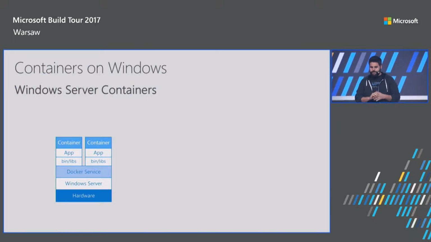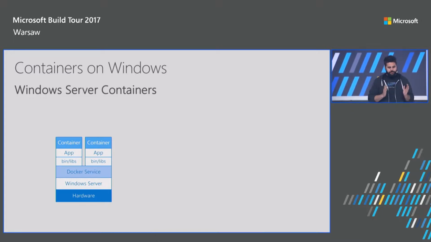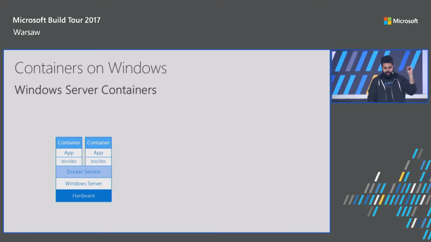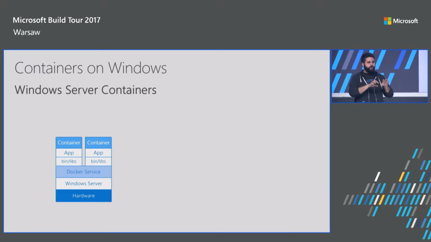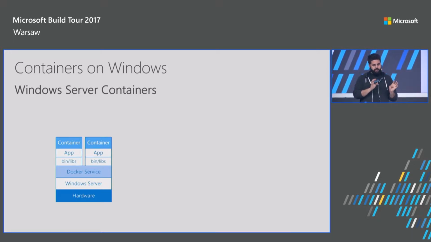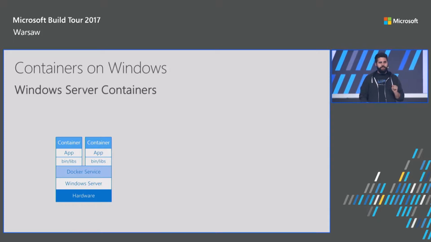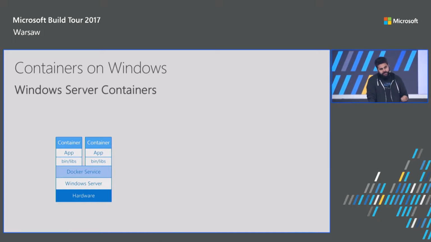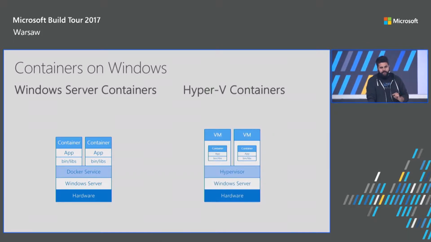So in Microsoft, or in Windows, you can use two types of containers. The first one is what I used right now, which is Windows Server containers. So you have the hardware, Windows Server, Docker on top of it, and then you have containers. They use all the same kernel, but they are isolated from one another. This is not a security isolation, meaning that you don't want to run untrusted code on this, because you can have some security issues. And this is when you want to use Hyper-V containers.